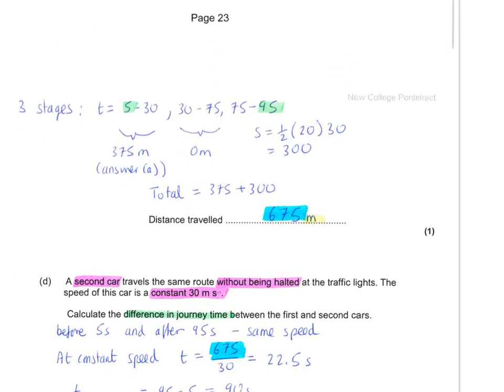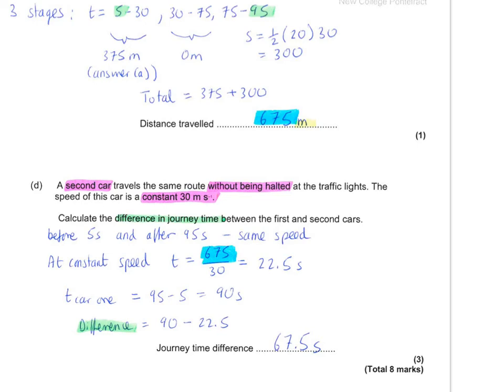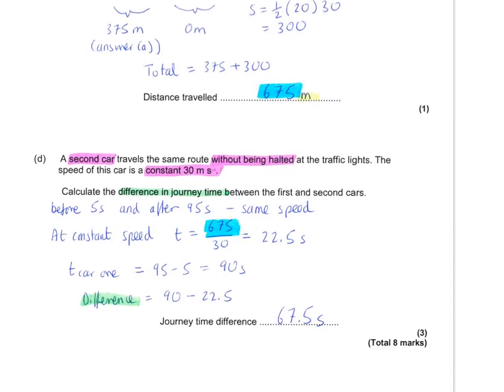So, thinking about how you could find the difference in journey time. We're going to compare the journey from 5 to 95 seconds. The reason I've picked those values is that before and after this, both vehicles were travelling at 30 metres per second, so that would give no difference in their journey times. So this is the significant part of the graph to study.